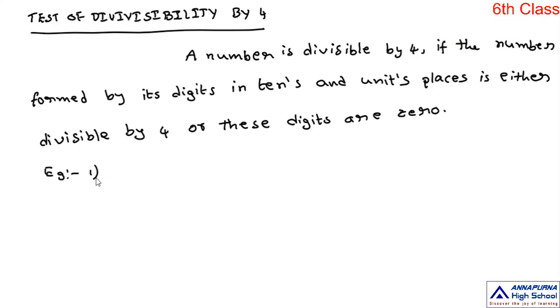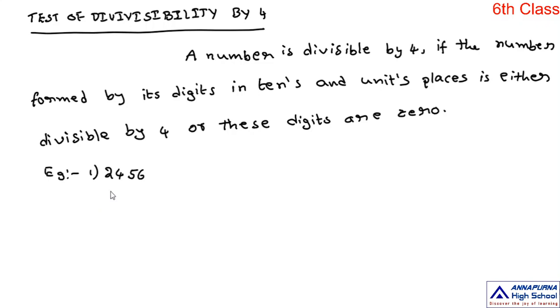Example, first one: 2456. Here we check whether the number formed by the units and tens places is divisible by 4. First we check the units and tens places. What is the number? That is 56, the number formed by the last two digits. Is it divisible by 4 or not? First we check. It is divisible by 4, so the given number is divisible by 4.